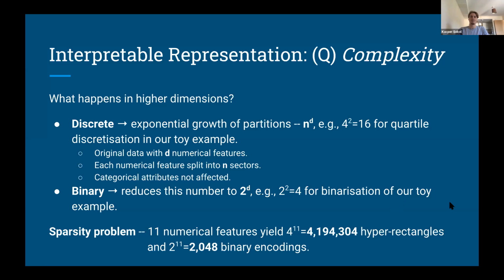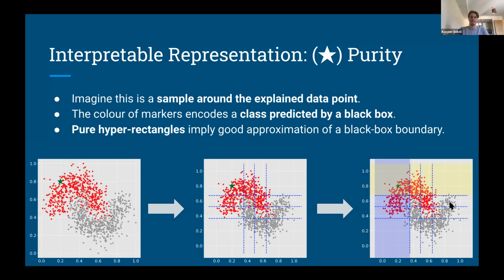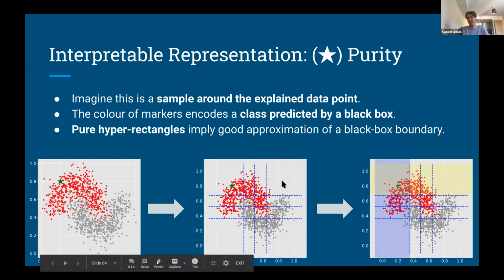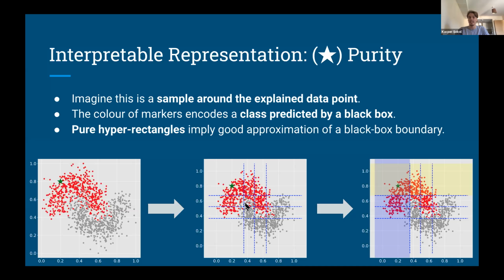And there's also another problem with this sort of interpretable representation. Once you go via these stages, what you are trying to capture is the behavior of your black box. This is what you're explaining. So imagine that this is not our dataset, but a sample around our explained instance. Then we discretize it. In this case, we're quite fortunate because if you look closely at the hyperrectangles, they're quite clean cut. So we kind of expect that the black box decision boundary would be running something like that, and they pretty much approximate it.